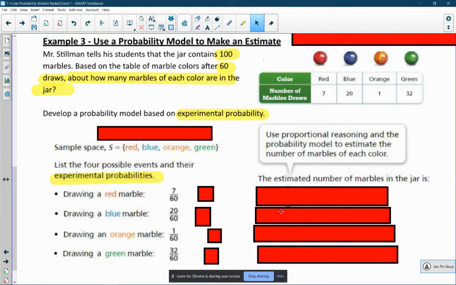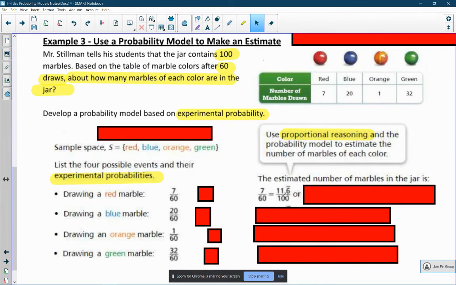Now, we want to figure out, what if there were 100 marbles in the jar? How would we find that? So we have to use proportional reasoning. We have to use a proportion like this. Okay, and each one of them looks like this. 7 out of 60. Okay, we put 100. And this number up here, that would be our unknown. Well, we'd want to cross multiply to get 11.6, or about 12 red marbles.